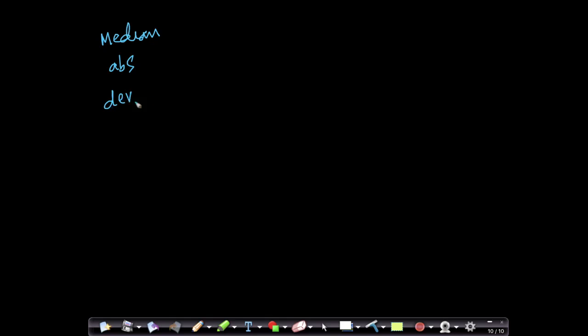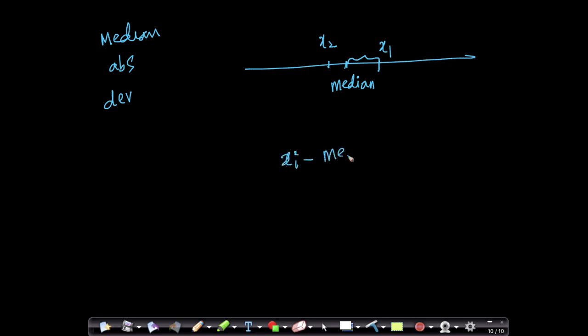I'll explain what each of these parts mean. So median absolute deviation is, given a bunch of observations, let's assume this is the median, and this is your x1, this is your x2, and so on and so forth. I'm going to take the distance between these two. The distance is nothing but xi minus median. That gives me the distance between the point xi and the median. This part is nothing but the deviation.